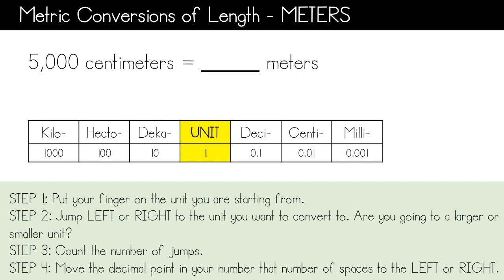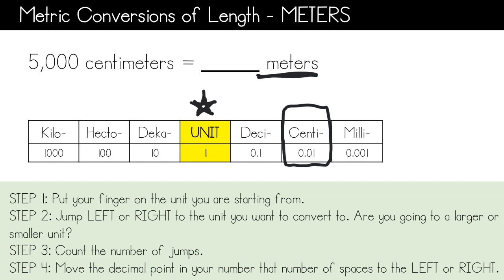Let's look at another one. We have 5,000 centimeters and we want to see how many meters there are. Our first step is to put your finger on the unit that you're starting from. So I'm starting from centimeters. I am actually going to do a little box around it. There's my centimeters, that's where I'm starting. And I'm going to the unit of meters. Remember, that's our unit because there's no prefix on there. So this is where we want to end up.